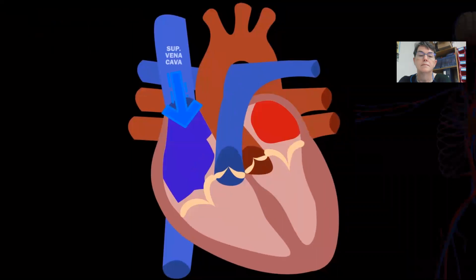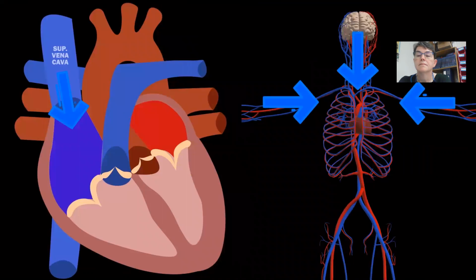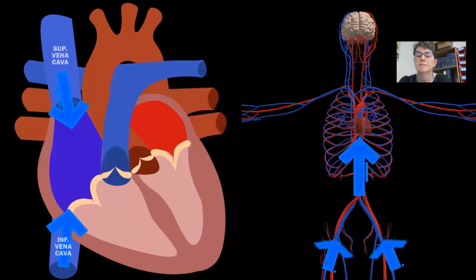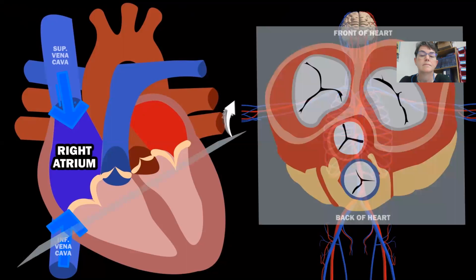The superior vena cava receives blood from the head, neck, upper limbs, and chest. Meanwhile, the inferior vena cava receives blood from the trunk, viscera, and lower limbs. Both the superior and inferior vena cava end up in the right atrium, one of the 4 chambers of the heart. The heart not only has 4 chambers, it also has 4 valves.